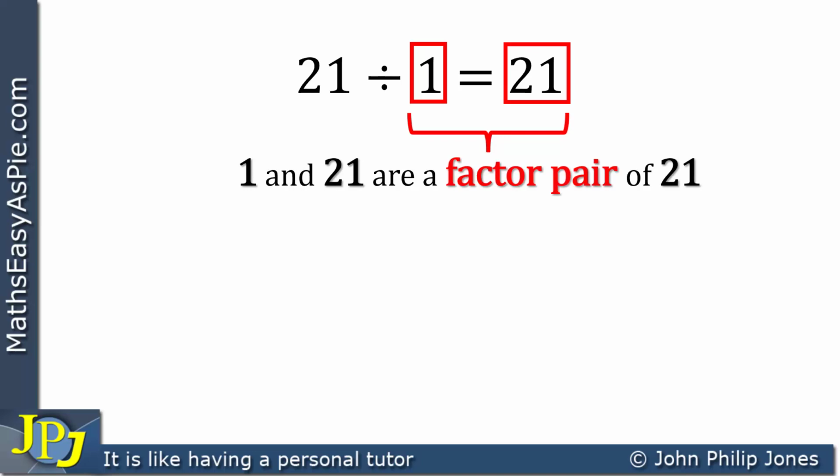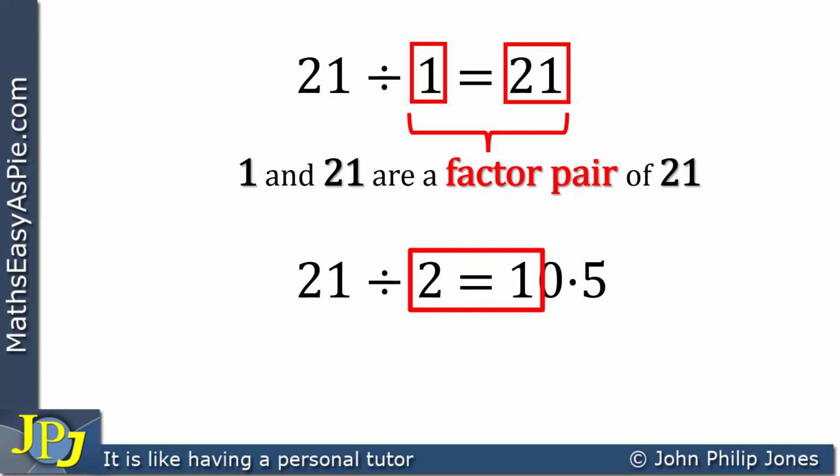Now I've just divided by 1. What I'm going to do next is divide by the next number in the sequence, which is 2. So 21 divided by 2 is 10.5. And of course 10.5 is not a whole number. Consequently, the 2 cannot be a factor. Therefore, it cannot be part of a factor pair.